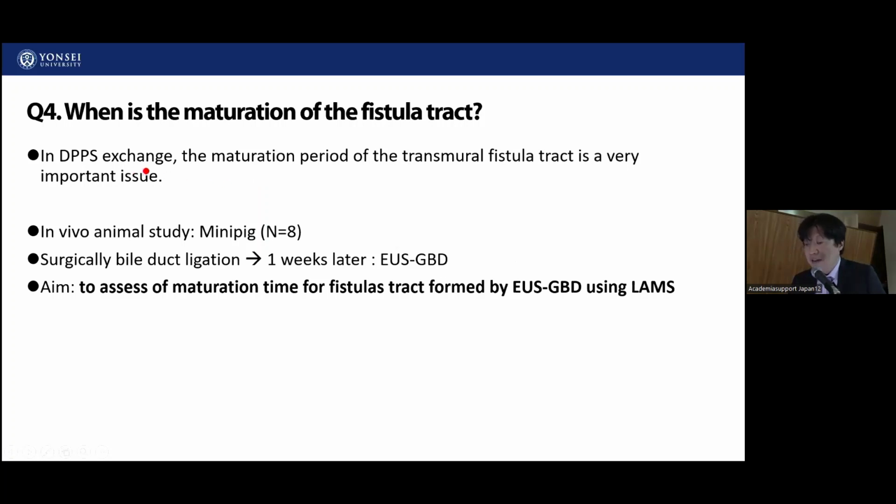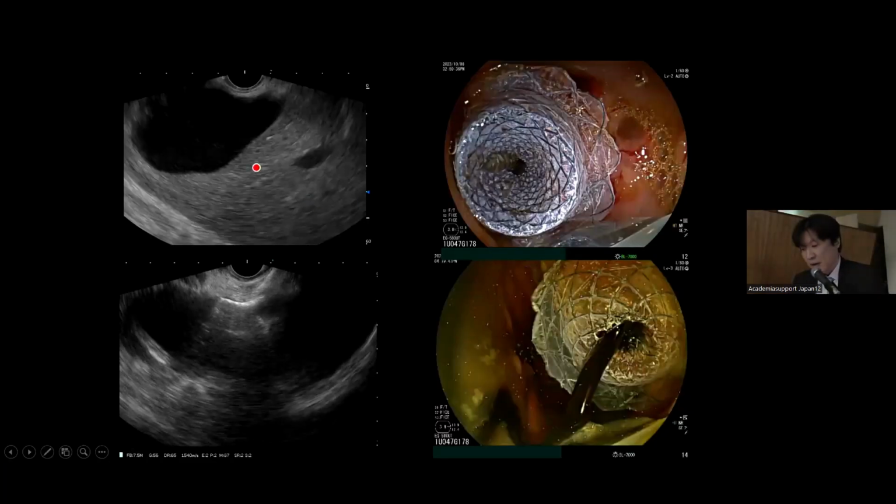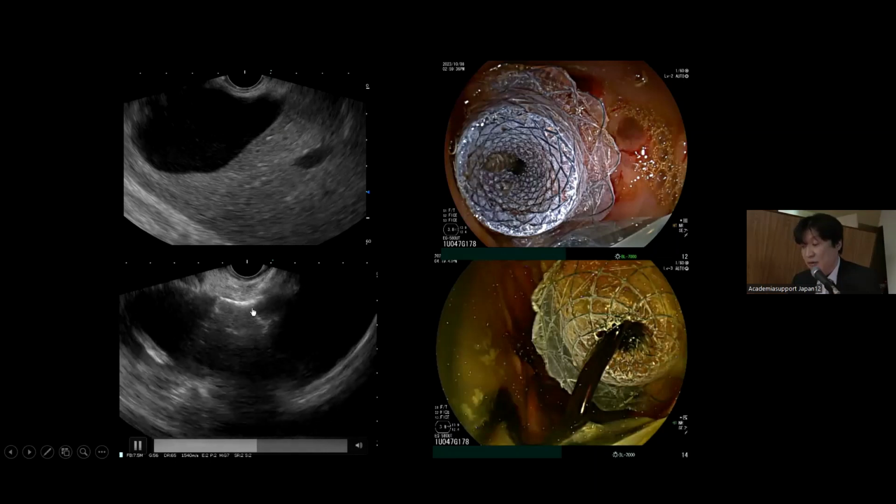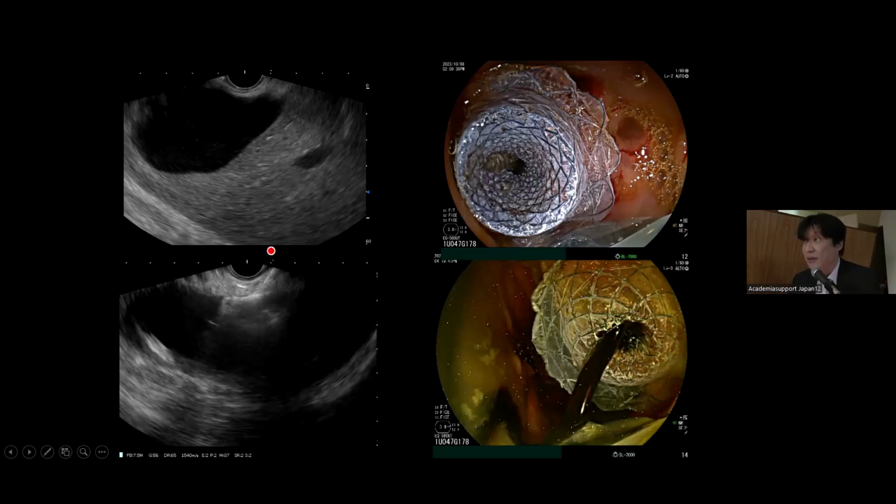In the PPS exchange, the maturation period of the transluminal fistula tract is a very important issue. So the first question is, when is the maturation of the fistula tract in EUS-GBD? We performed an in vivo animal study with surgical bile duct ligation. This study aimed to assess the maturation time for the fistula tract formed by EUS-GBD using LAMS. You can see the gallbladder distension, and the LAMS was inserted by the EUS-GBD transgastric approach.